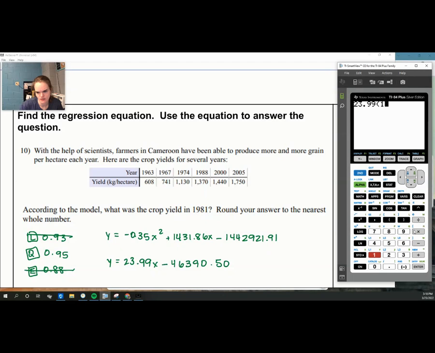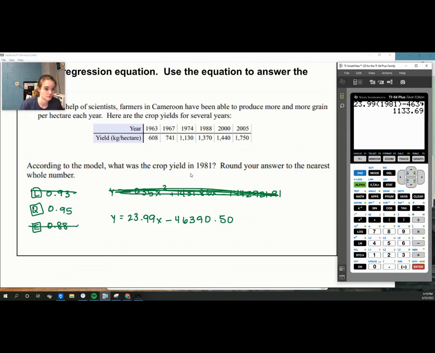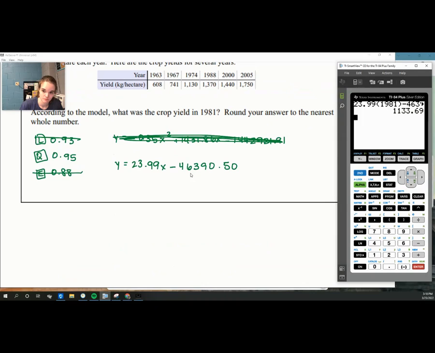So 1981 minus 46,390.5. That makes sense. Think about it. So it's right here. Here's 1981. It's 1,133. Well, that's slightly bigger than 1974. So we're not going to use this one. So 1134, nearest whole number. There we go.